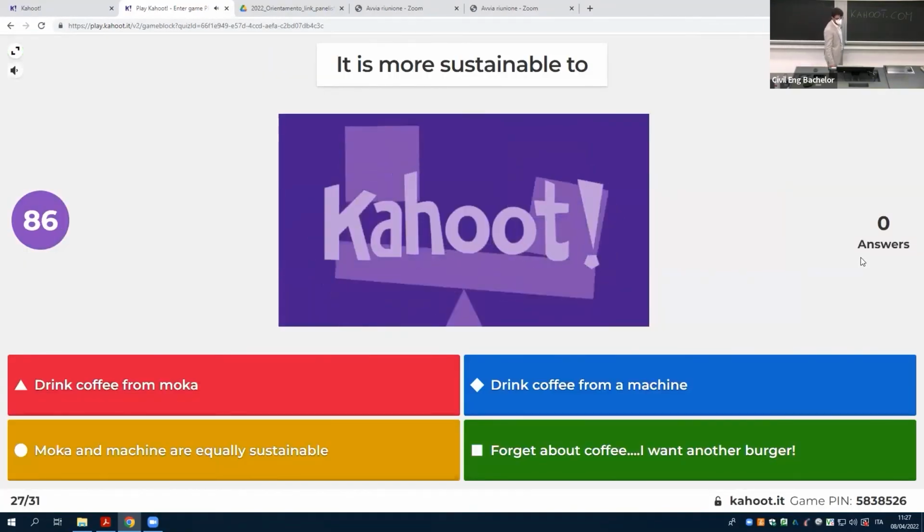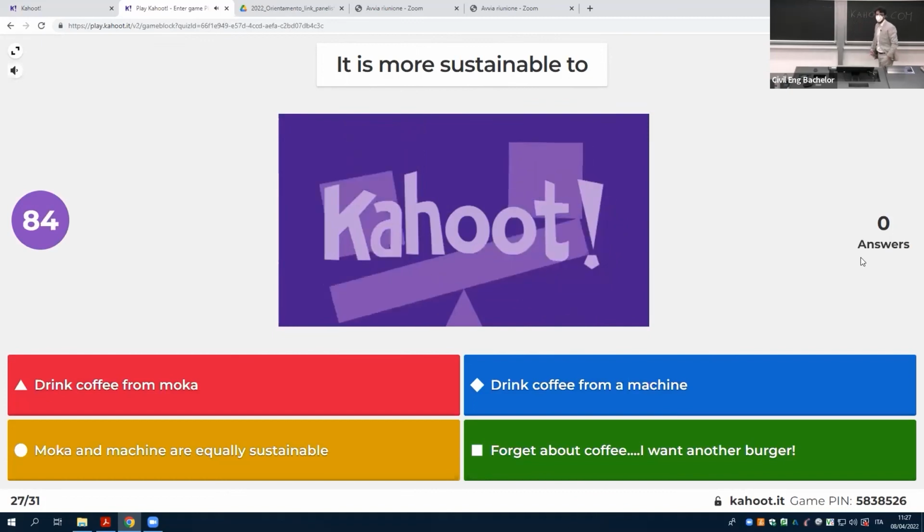Drink coffee from a mocha, like Italians do. Drink coffee from a machine, like many Italians do. Mocha and machine are equally sustainable. Forget about coffee, I want another burger.